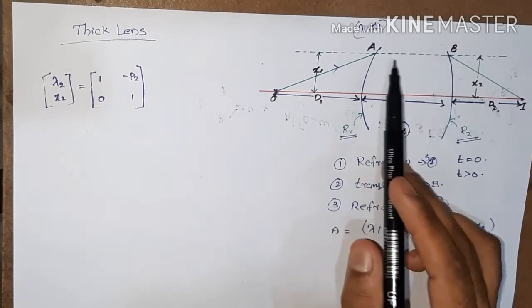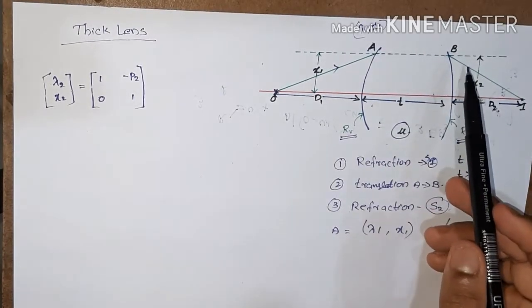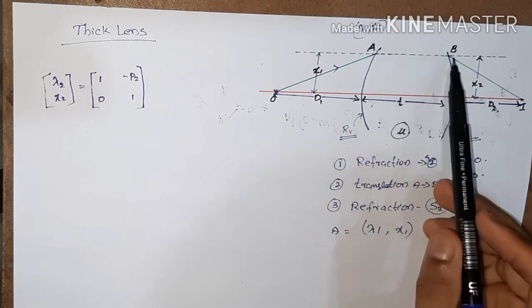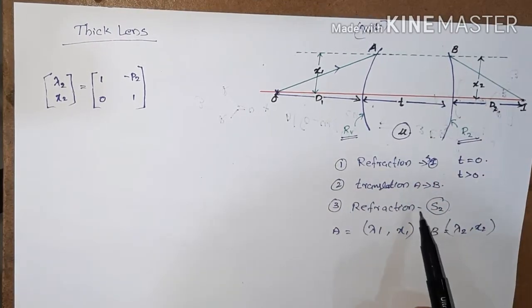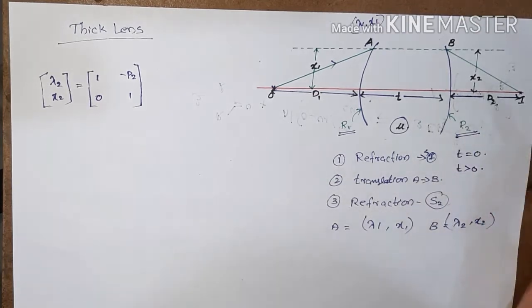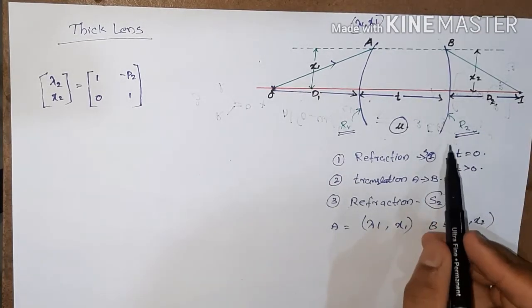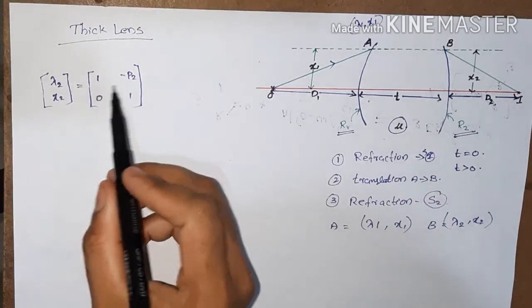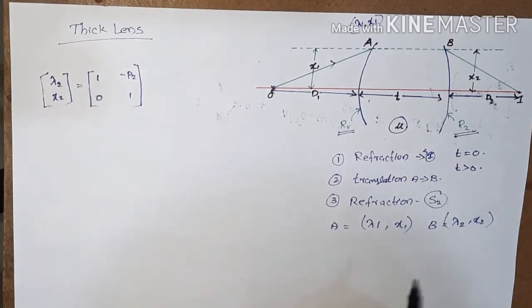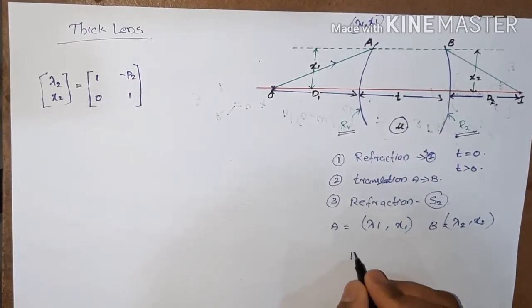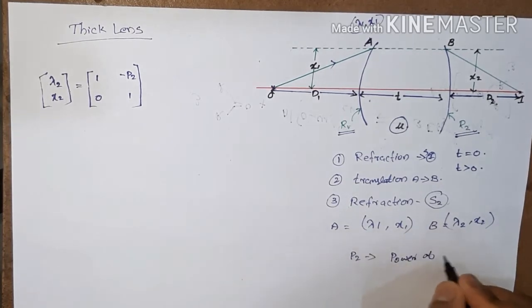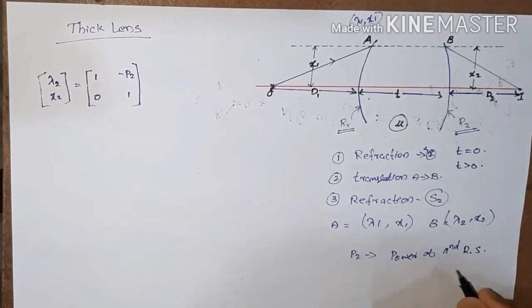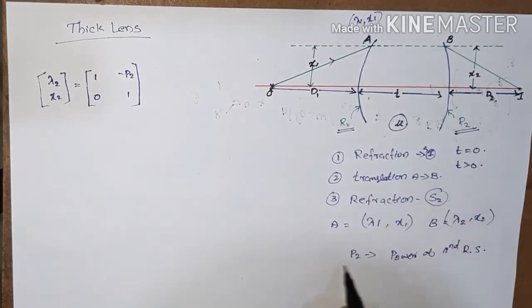So from B to A, the first process is the second refraction, the refraction at the second refracting surface. The matrix corresponding to the second refraction is [1, -P2; 0, 1]. Here -P2 is nothing but the power of the second refracting surface S2.